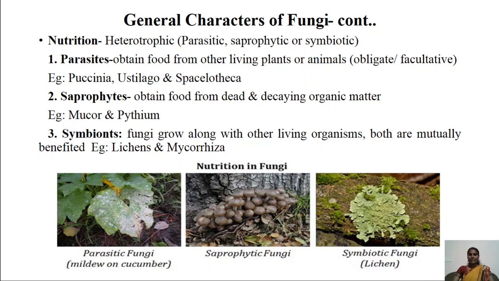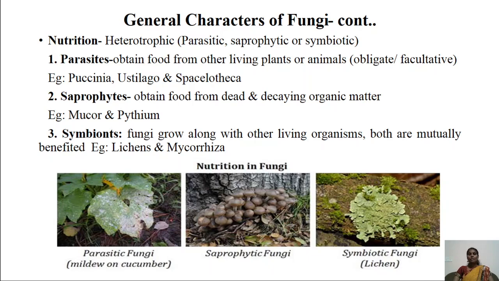In case of parasites, these are the organisms which obtain their food from other living plants or animals. The parasites may be obligate or facultative. Examples for parasitic mode of nutrition observed in fungi are Puccinia, Ustilago and Erysiphe. The second type in heterotrophic mode of nutrition is saprophytes. Saprophytes are the organisms which obtain their food from dead and decaying organic matter. Examples, Mucor and Pythium.